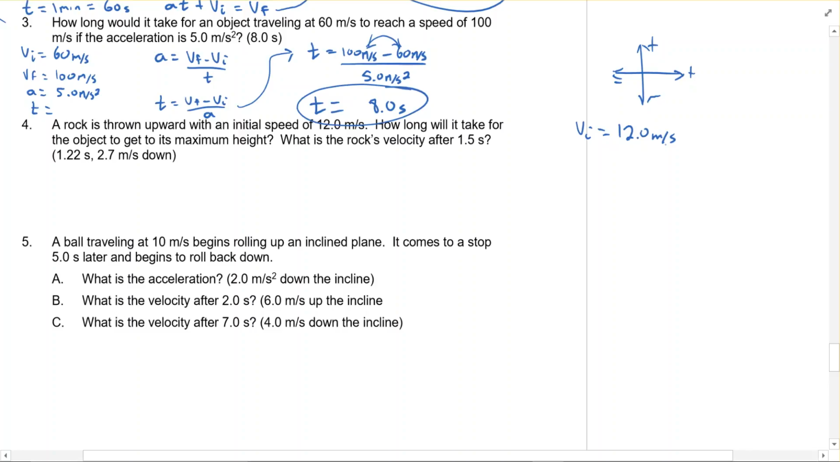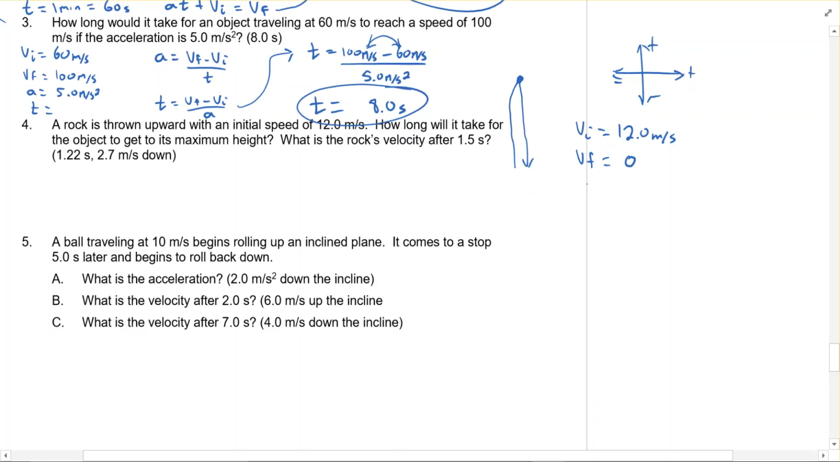It says how long will it take? So I'm looking for T, but here, let's do VF first. Keep it the same as the way we've been doing it. So VF, though, remember, if you throw something up in the air, it has to come to a stop before it comes back down again. So at that point right there, VF is going to be equal to 0. We needed that, right?